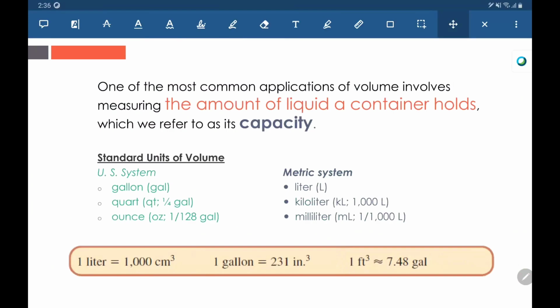And one of the most common applications of volume involves measuring the amount of liquid a container holds, which we refer to as its capacity. Volume is measured in cubic units, while capacity can be measured in almost every other unit, including liters, gallons, pounds, etc. Then you can convert between these units, just like you know that 1 liter is equal to 1000 cubic centimeters, or 1 cubic foot is around 7.48 gallons.